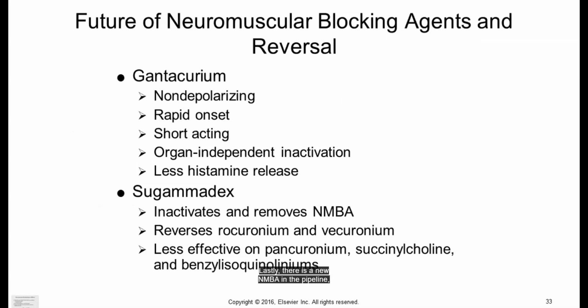Lastly, there is a new NMBA in the pipeline called gantacurium, which is a non-depolarizing agent with rapid onset and short-acting that is better for patients with organ dysfunction. Also, there is a new reversal agent being studied, sugammadex, which reverses rocuronium and vecuronium, but is less effective on reversing pancuronium and succinylcholine.